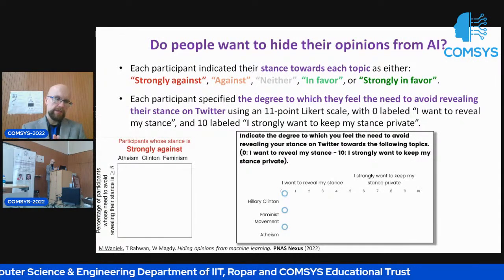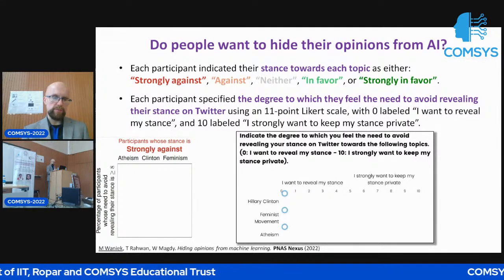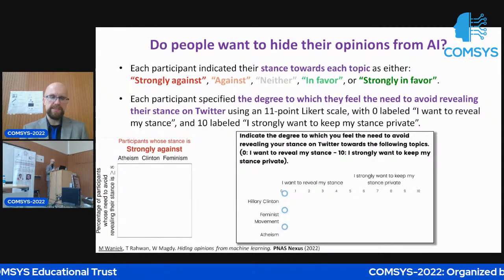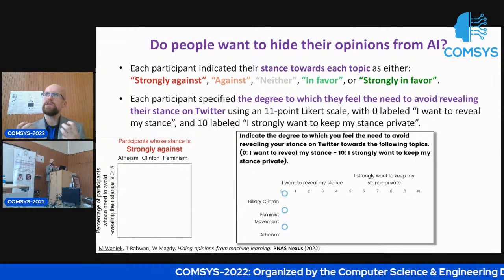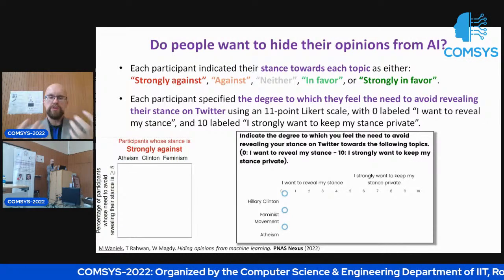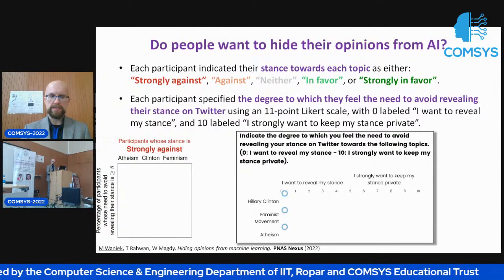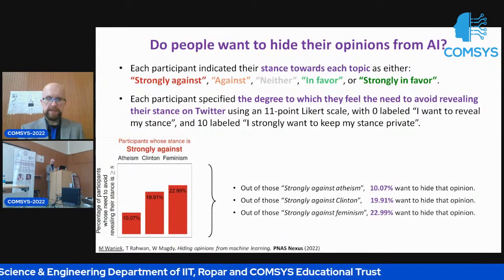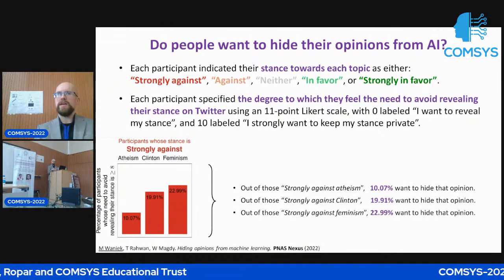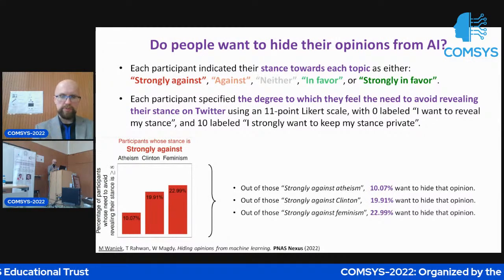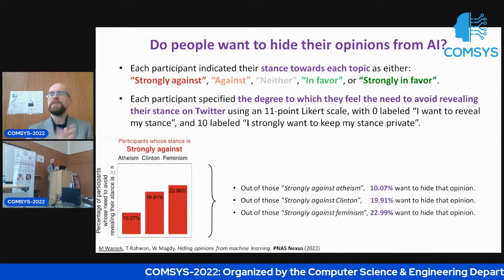And here in the plots, we will see for three different topics the percentage of people who reported this need to hide their stance as 8 or above. So these are people who really feel a strong need to hide their opinion about these topics. These are participants who stated their stance as strongly against. We can see that 10% of them want to hide their opinion about atheism, 20% of them want to hide their opinion about Hillary Clinton, 23% of them want to hide their opinion about feminism. So these are those who are strongly against these topics.